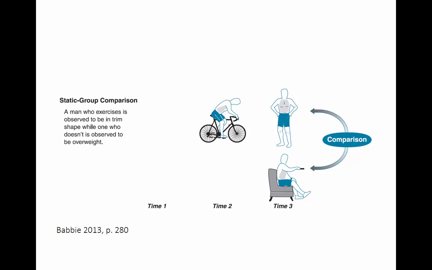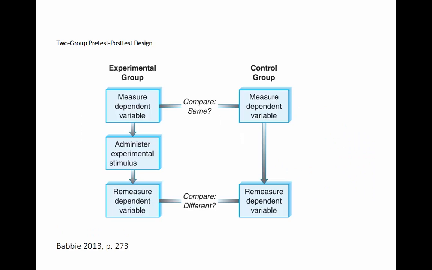I measure how fit those individuals are before they exercise, and how fit those other individuals who don't exercise are, at time 1 as well. Then I look at the difference between time 1 and time 3 for this group, and I compare it with the difference from time 1 to time 3 in the second group. That would be a two-group pre-test, post-test design, which is the classical experimental design.